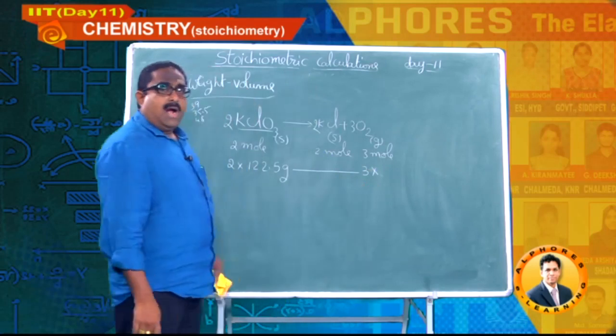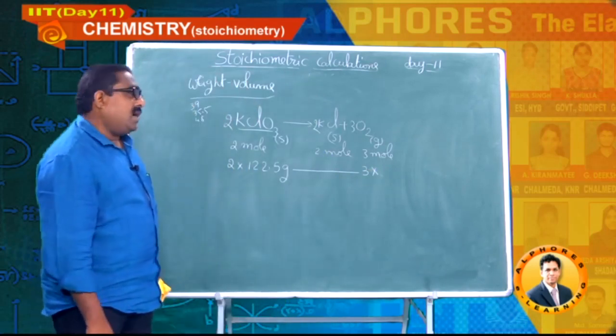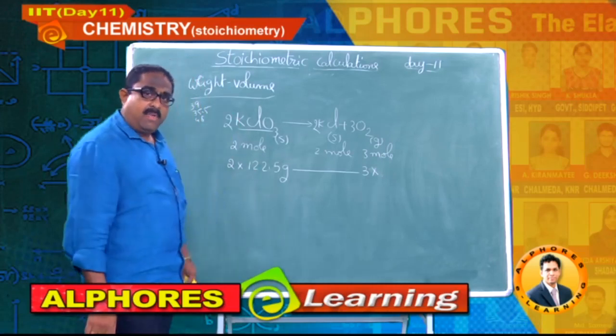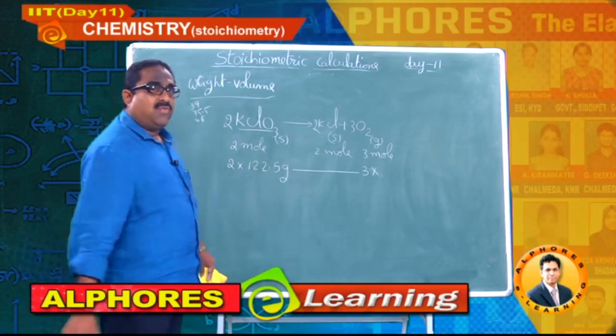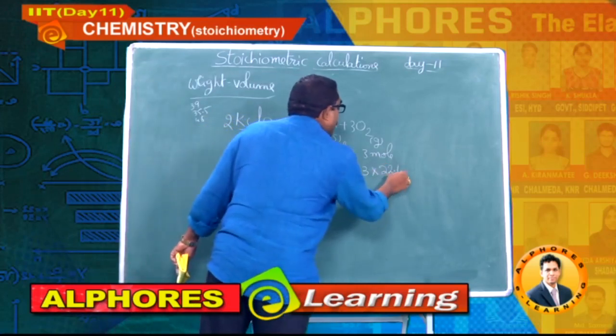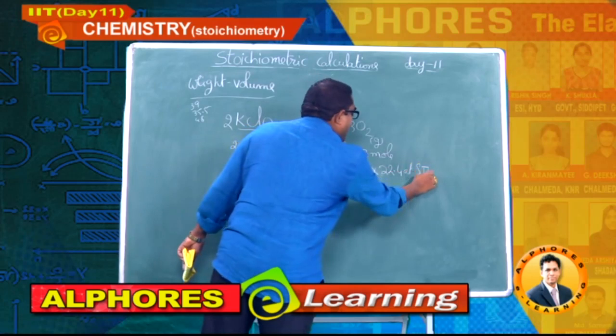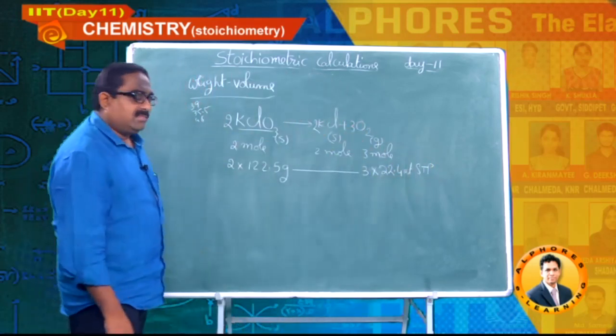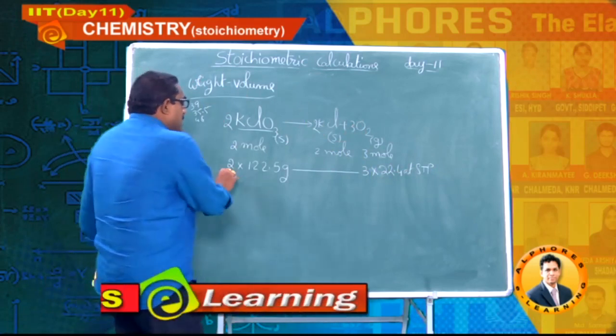We know according to the GMV concept, 1 mole of any gas at STP occupies 22.4 liters. So 3 moles are there. Simply I can write 22.4 liters. But STP you should mention, otherwise it becomes wrong. So this is a relation.